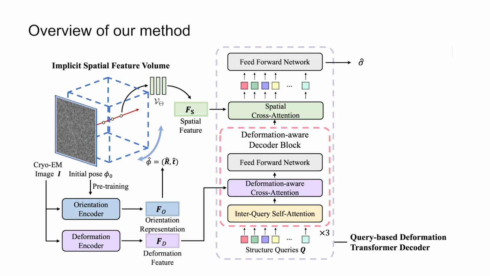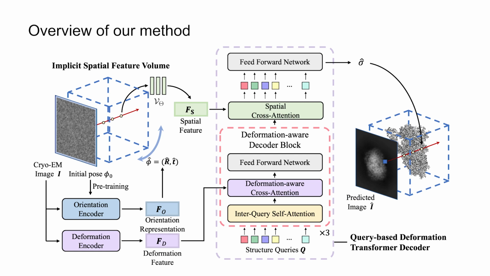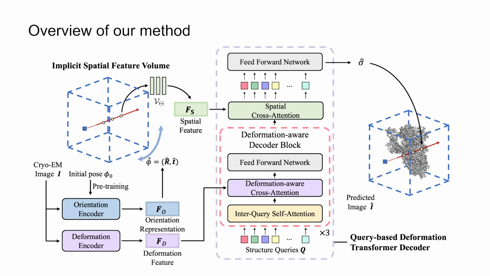The spatial feature and the deformation image feature interact in the deformation transformer decoder to output the density prediction. We can synthesize clean projections using the Cryo-EM image formation equation. Our system is trained by minimizing the L2 distance between the predicted image and the input image.